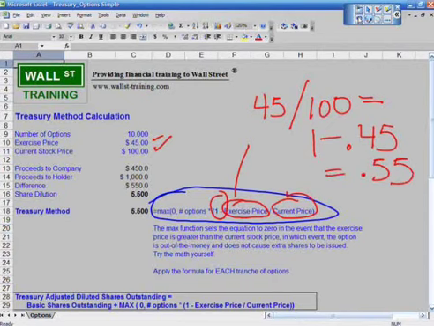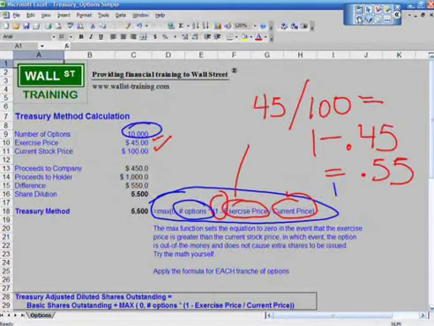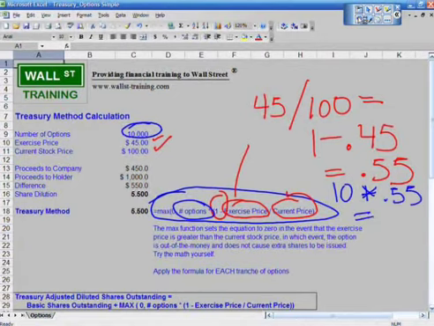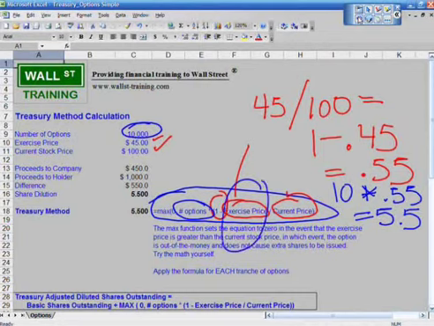Now, how many options do we have? We had 10 options. So now you take 10 options, multiply by 0.55, and what do you have? You have 5.5 shares. That is how you would use this formula, and all you need to do is input the exercise price and input the current price. Now, that's how this formula works.